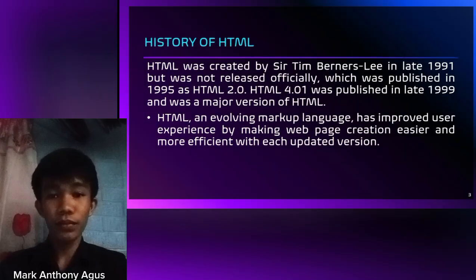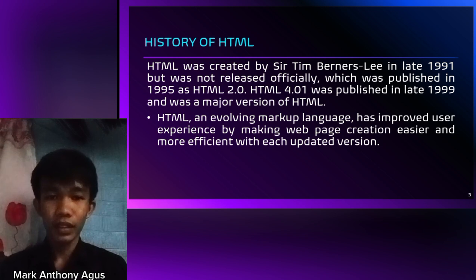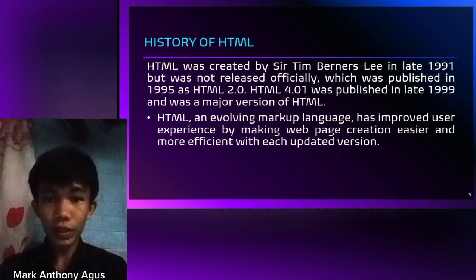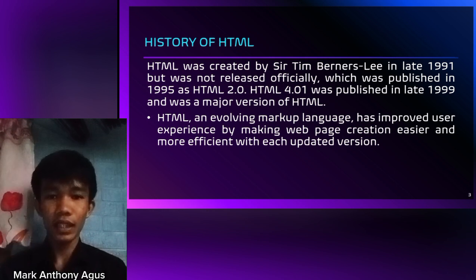For the history of HTML, HTML was created by Sir Tim Berners-Lee in late 1991 but was not released officially, which was published in 1995 as HTML 2.0. HTML 4.01 was published in late 1999 and was a major version of HTML. HTML, an evolving markup language, has improved user experience by making web page creation easier and more efficient with each updated version.